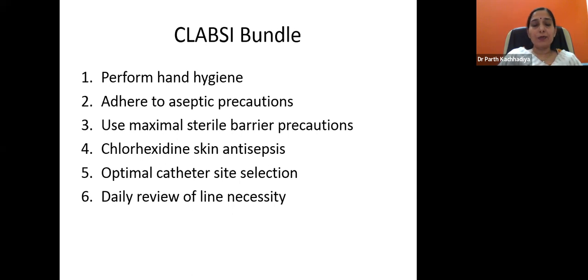Daily review of the line necessity, which is again the most important aspect. We have to daily assess whether the patient requires a central line or not.